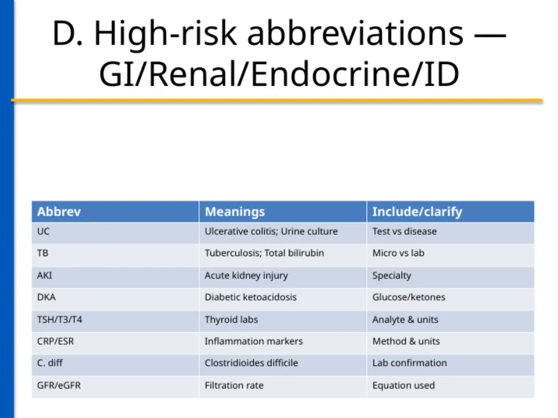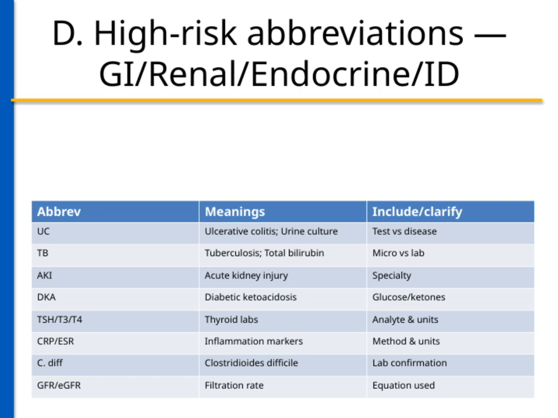Let's go through some of these high-risk abbreviations that are commonly encountered in GI, renal, endocrine, and infectious disease contexts. First, UC stands for ulcerative colitis, which is a chronic inflammatory bowel disease, but it can also refer to urine culture when we're talking about infections.